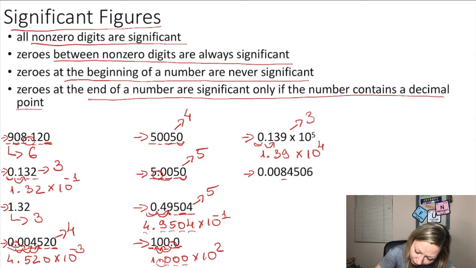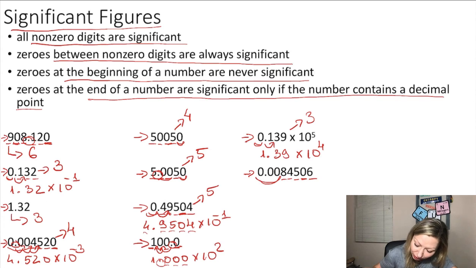All right, and my last example in this video. So the 8, 4, 5, 6 are significant. My zero between the two non-zero digits is significant. And what's up with my 3 zeros at the beginning? They are not significant because they are at the beginning of a number.